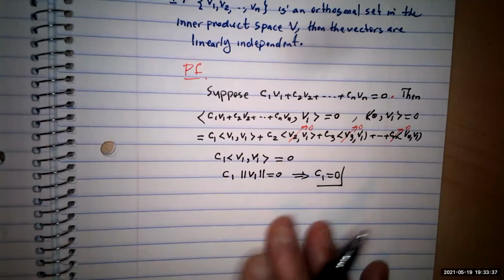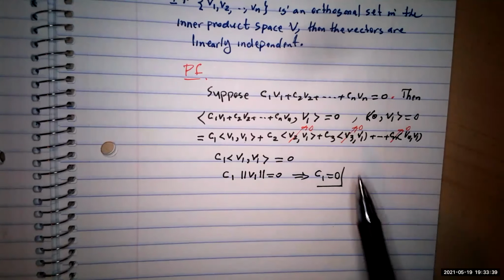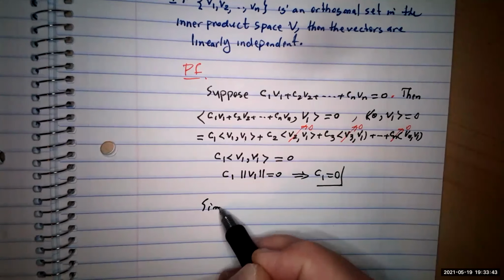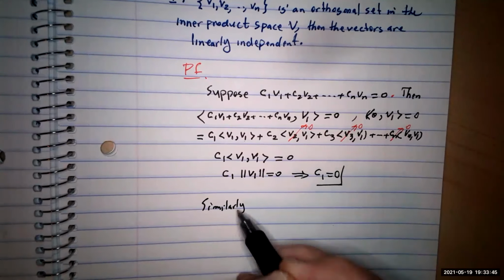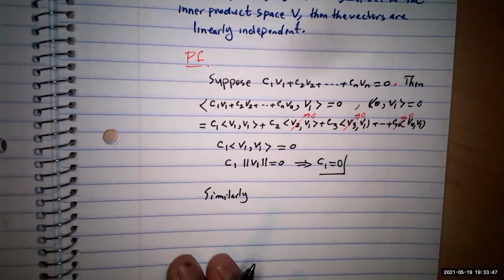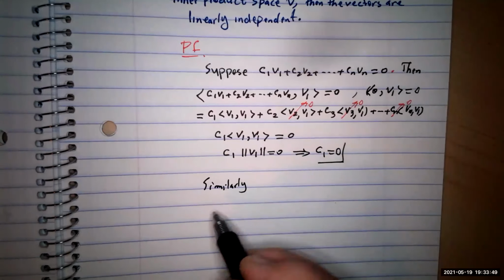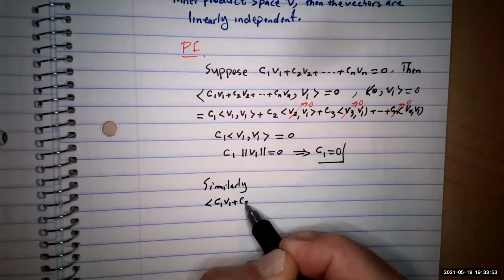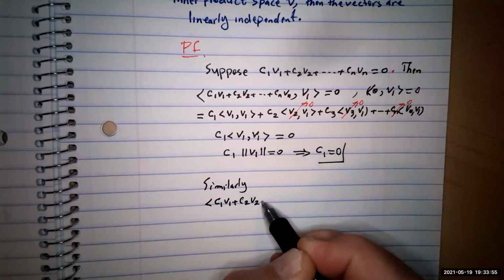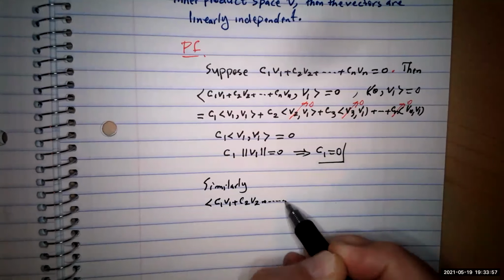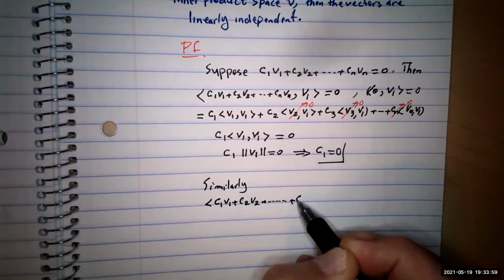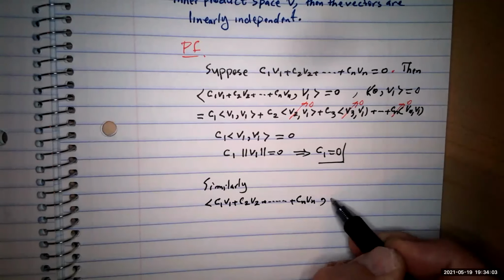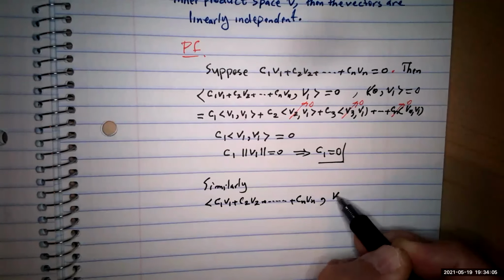You can do the same for the other ones. Similarly, if you have C1 V1, up to C2 V2, up to Cn Vn, and you multiply by one of these vectors, it doesn't matter which one, let's call it Vi.